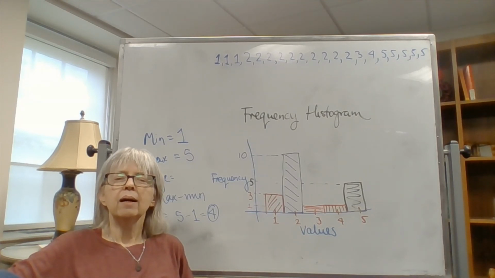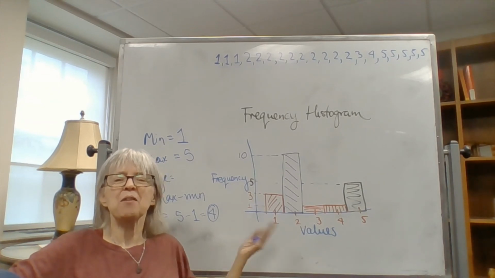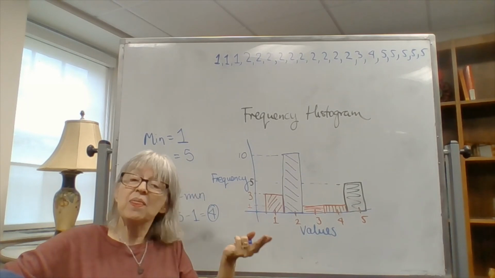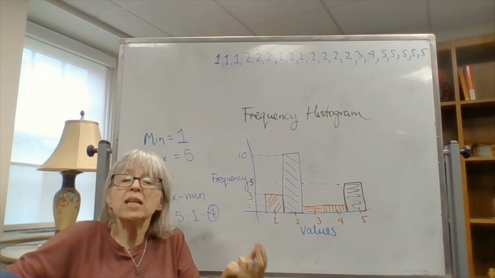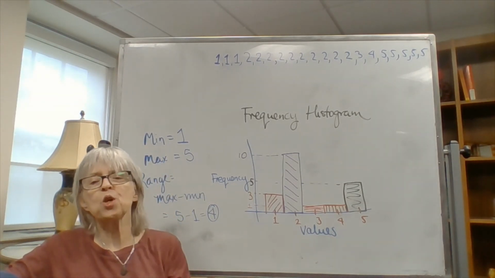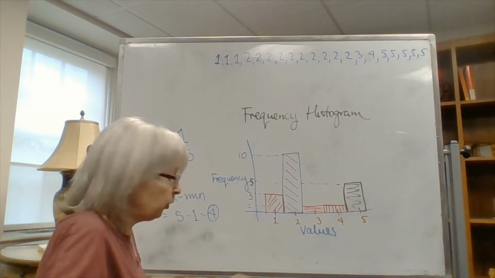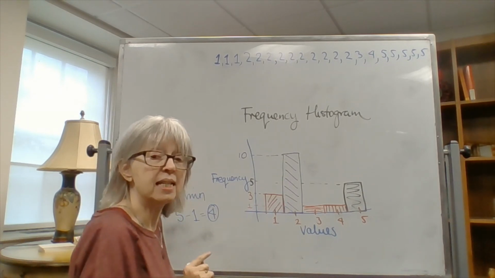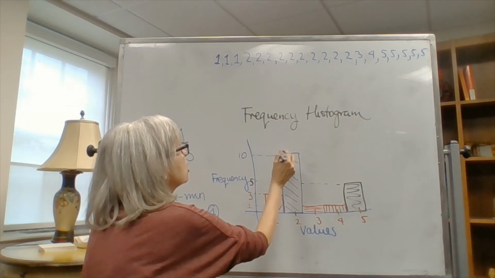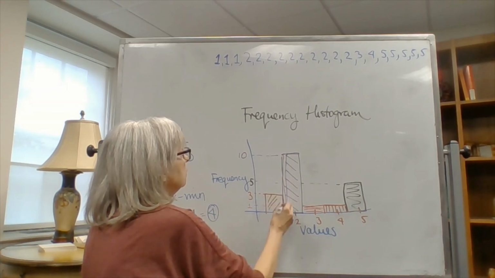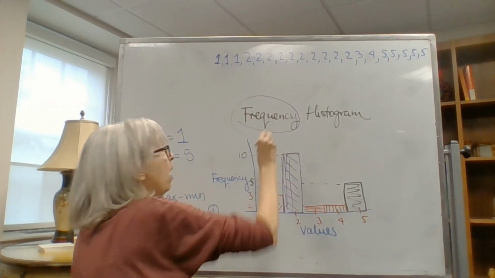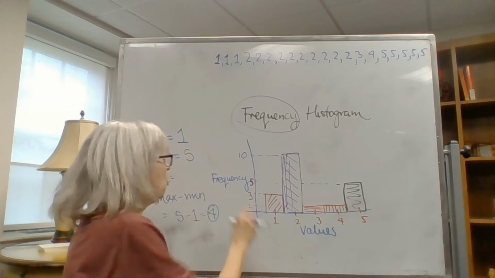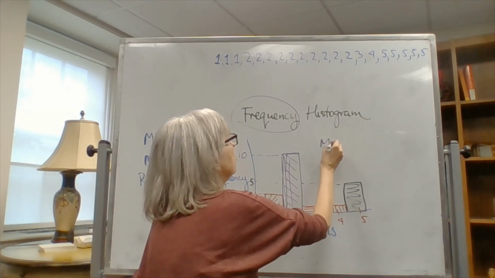Now, I forgot to tell you what the mode was after I went through all of that, but the mode is the data value with the largest frequency. The mode is the data value that appears most often in the data set. When I look at this histogram and I see 2 as the tallest rectangle, and I'm telling you I have a frequency histogram, then I know that 2 is the mode.